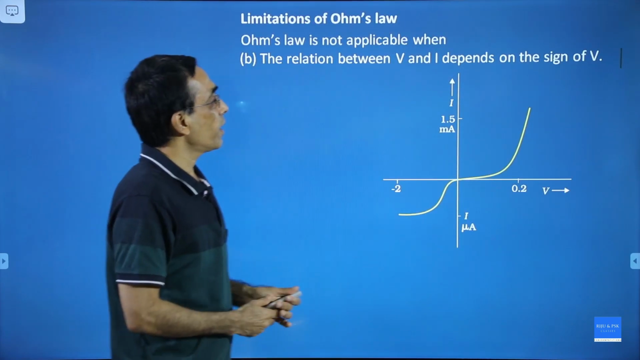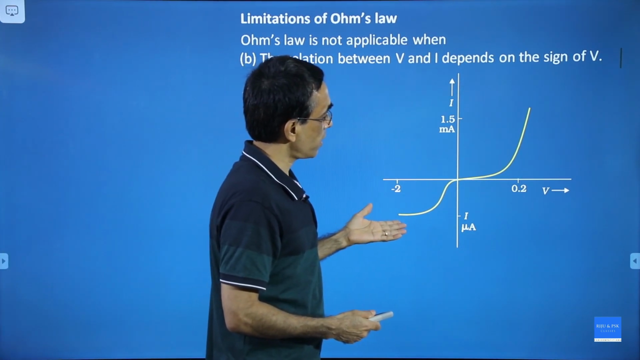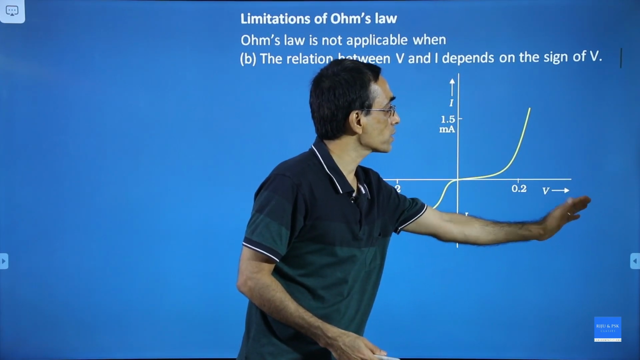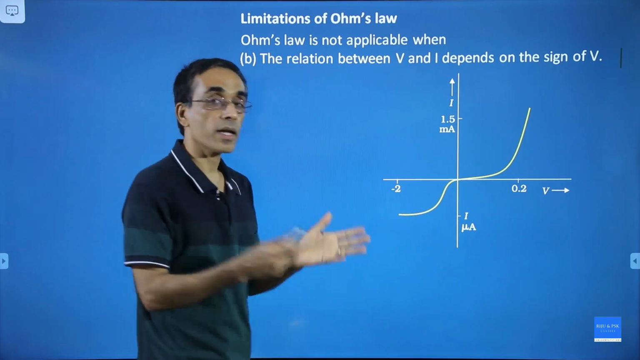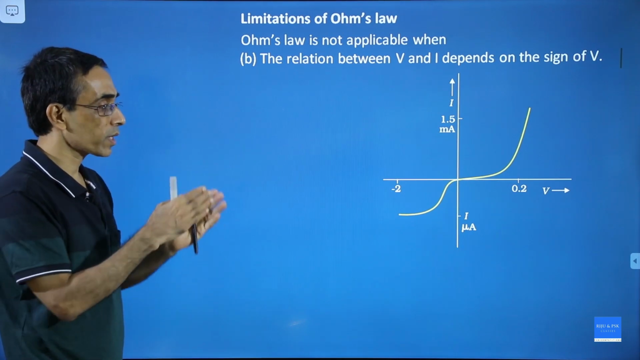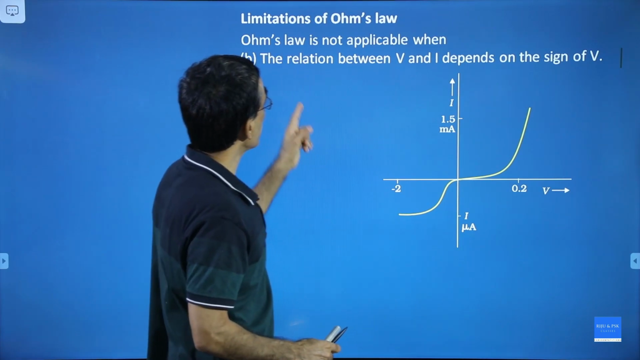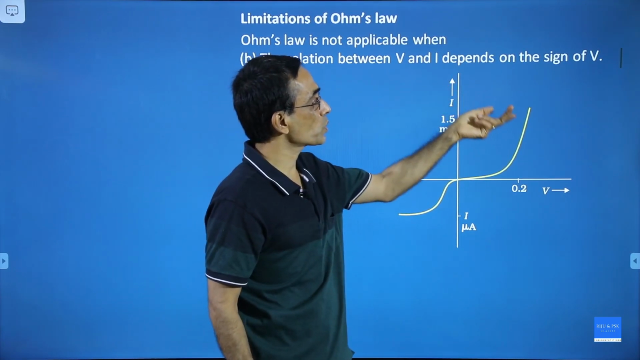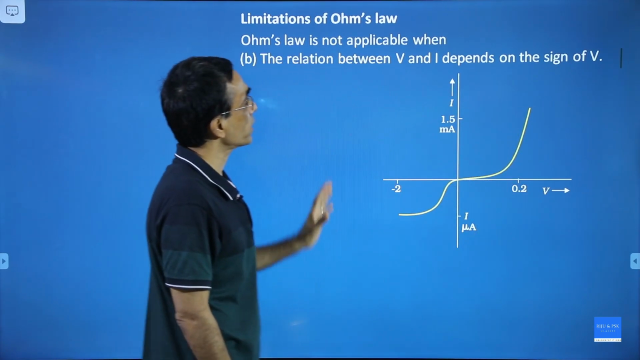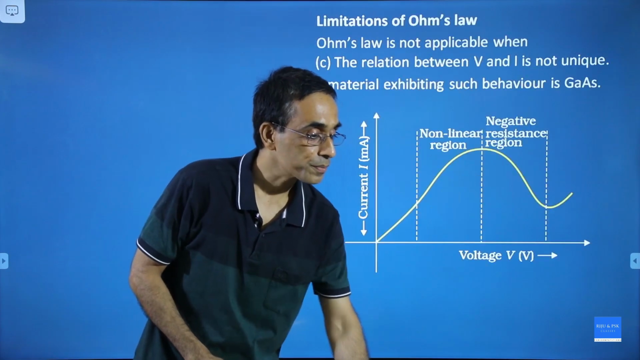Second case, in certain materials like semiconductors, you will get a VI graph like this, voltage current graph. You won't get a straight line. For positive voltages you will get one type of current, for negative voltage you get another type of current. There is a device called a semiconductor diode, which will conduct only in one direction, not in the other direction. So, in all these cases you get graphs like this. Here you can say the relation between V and I depends on the sign of V. For positive one relation, negative another relation, in such cases Ohm's law is not applicable. Fine. There is one more case to go.